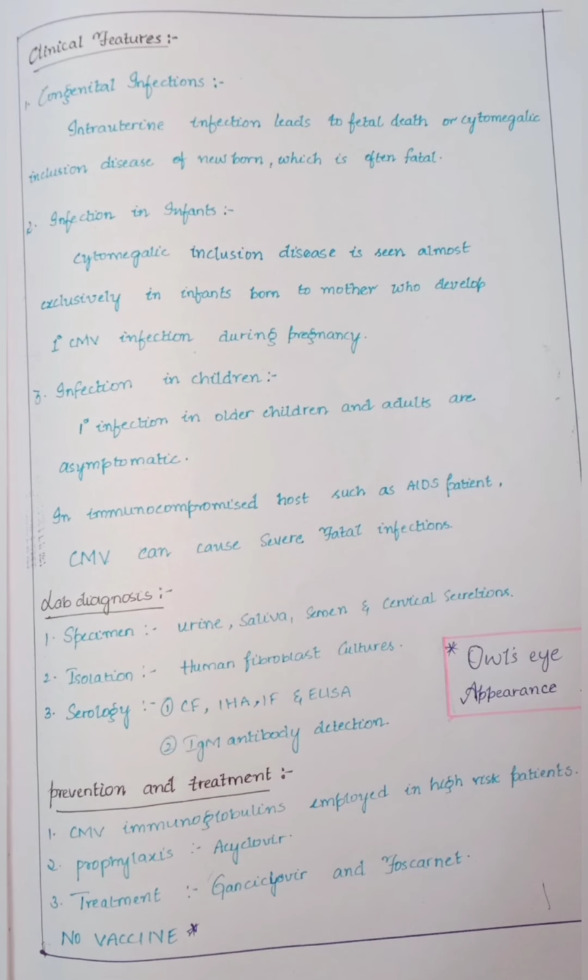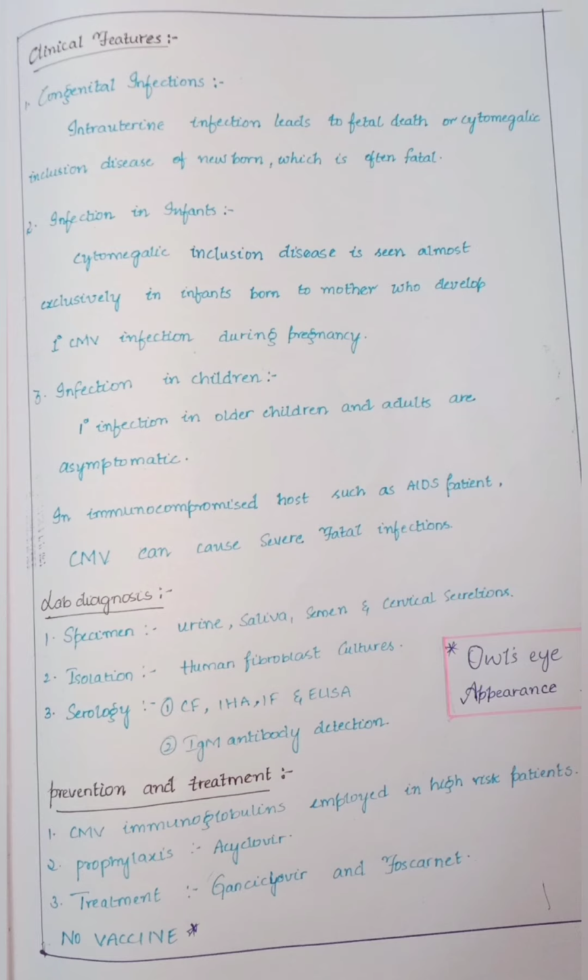Now let us see the clinical features. Clinical features are basically divided into three infections: congenital infection, infection in infants, and infection in children. Now let us see the first infection, congenital infection. So here, intrauterine infection leads to fetal death or cytomegalic inclusion disease, which is often fatal. This is a generalized infection associated with hepatosplenomegaly, jaundice, thrombocytopenic purpura, and hemolytic anemia.